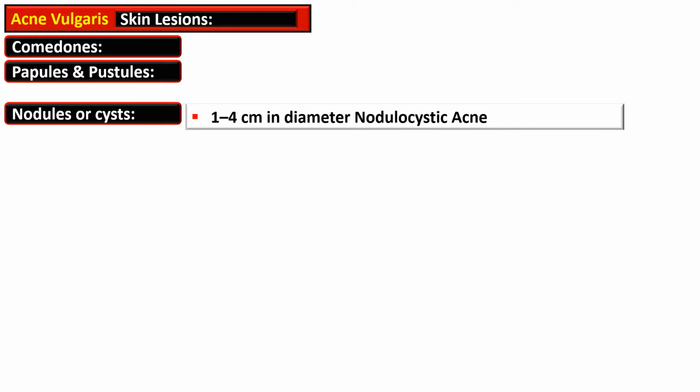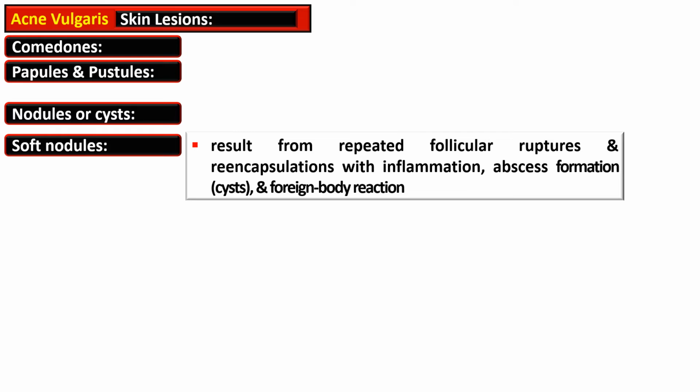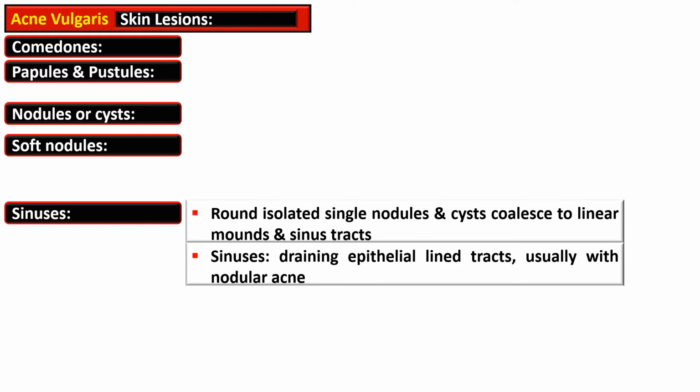Nodules or cystic nodules or cysts are also present, and these are about 1 to 4 centimeters in diameter, and they are characteristic of nodulocystic acne. The soft nodule results from repeated follicular rupture and re-encapsulation with inflammation. As a result, there is abscess formation or cyst formation, and it is also associated with foreign body reaction. So this lesion is a soft nodule. Then there is development of sinuses. When there are round isolated single nodules and cysts, they coalesce to linear mounds and sinus tracts. The sinus is a draining epithelial lined tract. Usually it is seen in nodular acne.